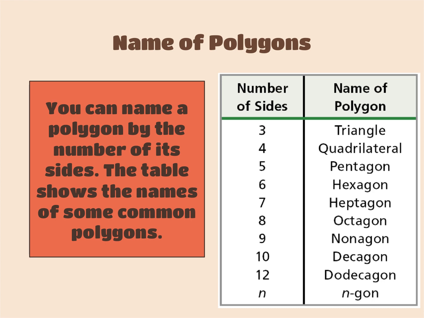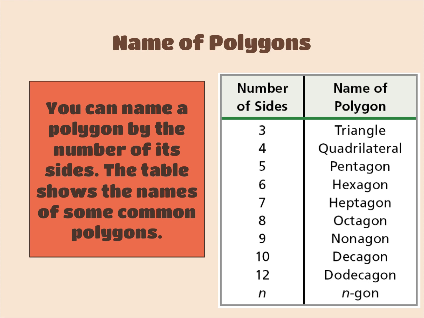Alright, you will have to know the names of polygons. You can name a polygon by the number of its sides. The table shows the names of the common polygons. We already know 3 sides is a triangle. 4 sides is a quadrilateral. 5 sides is a pentagon. So think of the government building, the Pentagon. It has 5 sides.